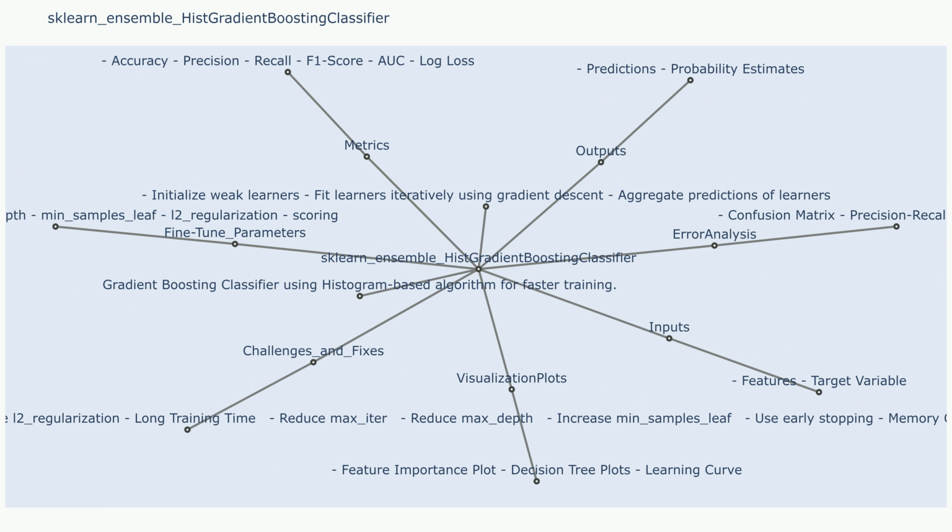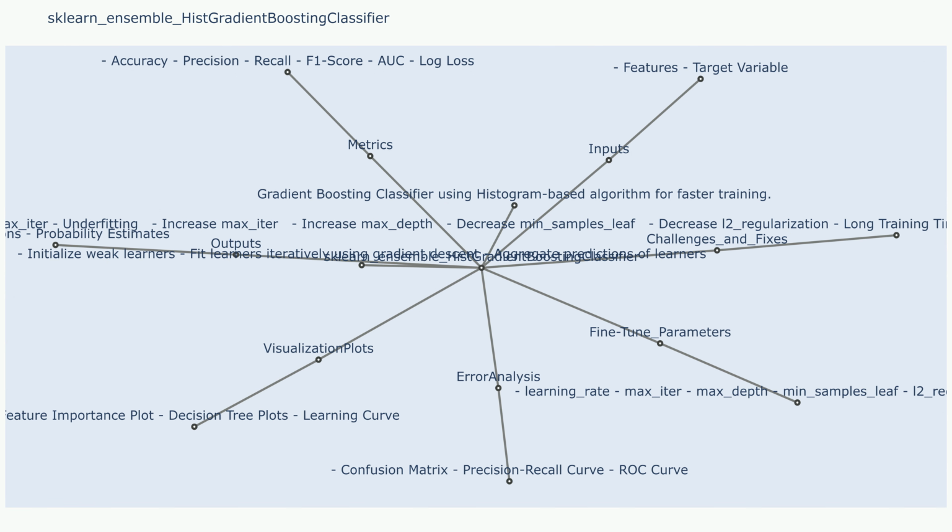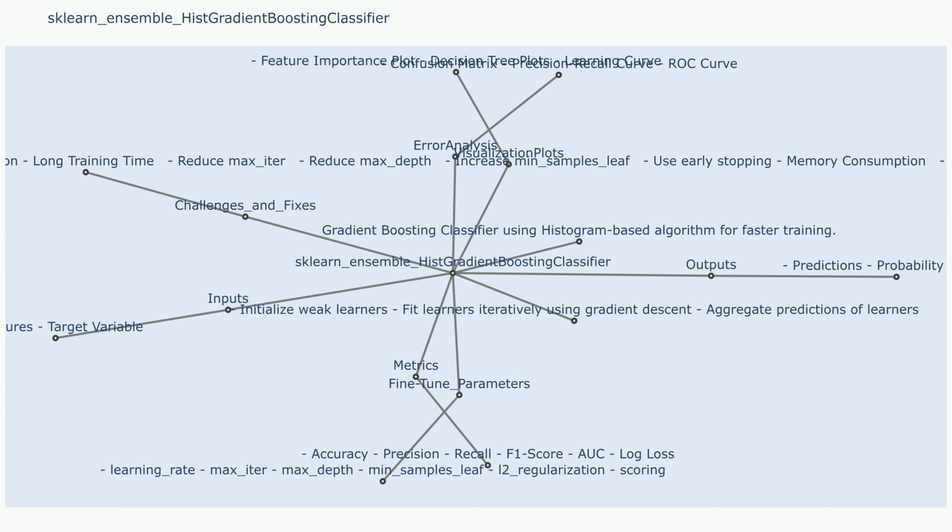Fine-tune parameters. Learning rate controls the step size at which the model learns from new trees. A smaller learning rate generally results in more stable training but may take longer to converge. max_iter specifies the maximum number of boosting iterations, i.e., trees added to the ensemble. max_depth sets the maximum depth of each individual decision tree. Deeper trees can capture more complex relationships but may be prone to overfitting.